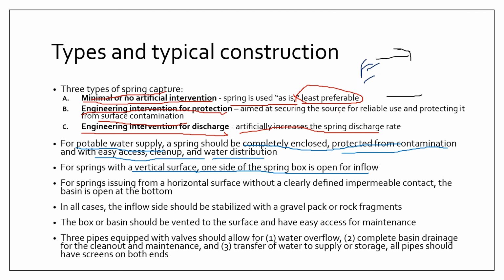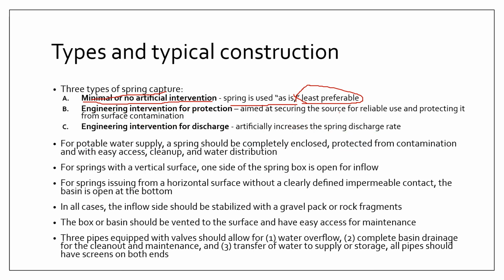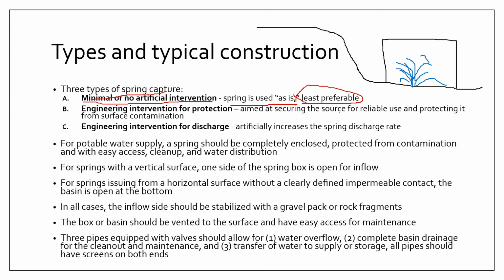Now, if your spring is actually issuing from a horizontal surface, all right, so let's say this is your surface and this is your spring. So it is actually issuing out from a flat ground or from a horizontal surface. Then your spring box should be open from the bottom.